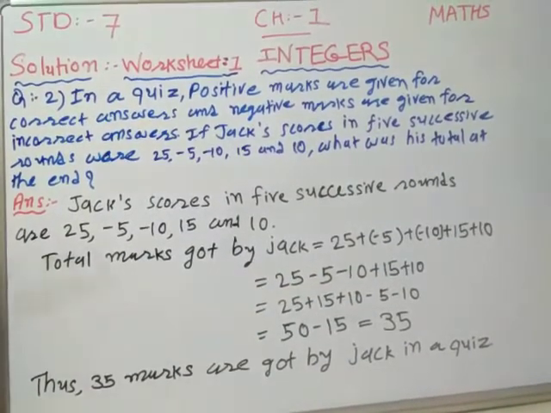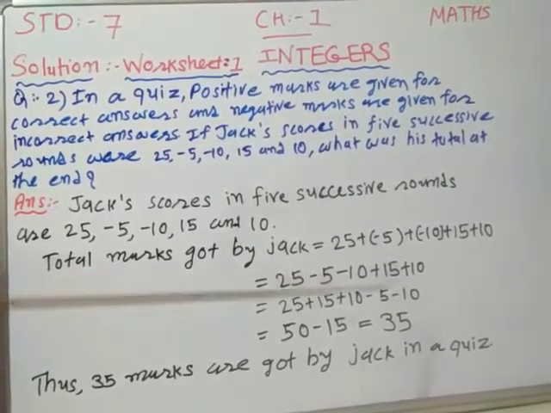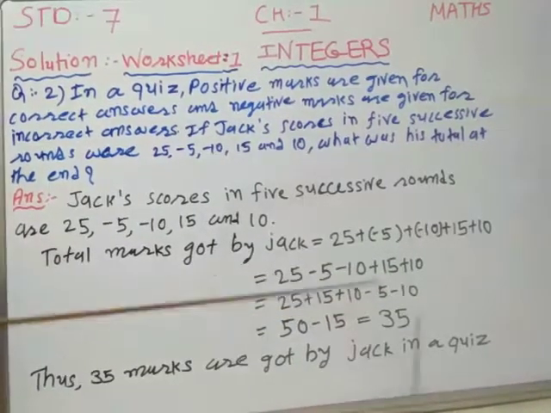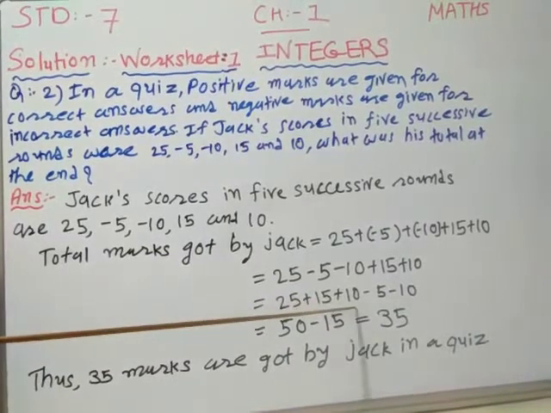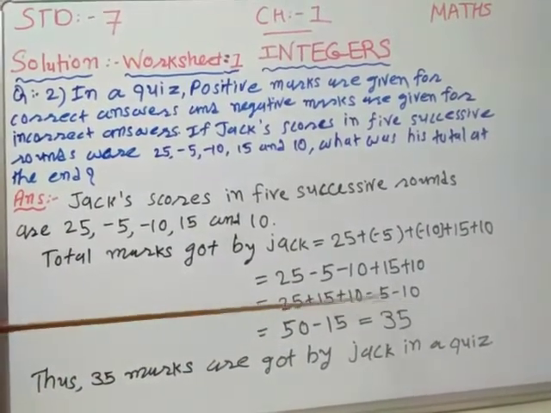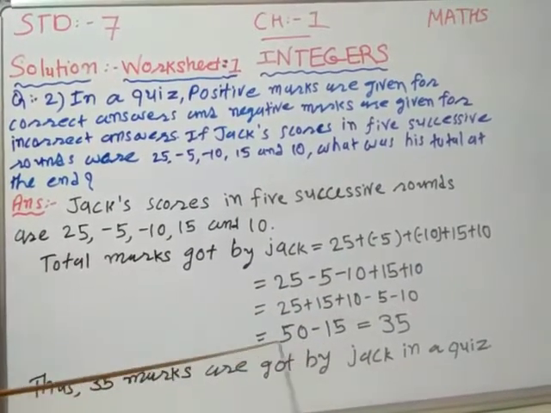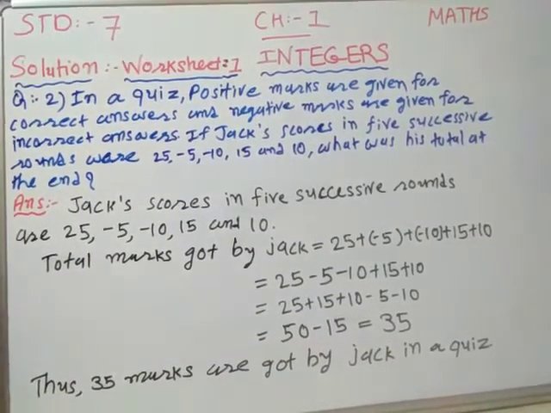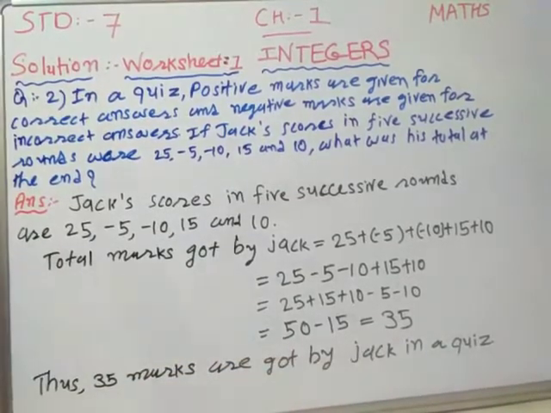Now first let's group together the positive integers. So 25 plus 15 plus 10. Now minus 5 minus 10. Now 25 plus 15 plus 10 is equal to 50. And minus 5 minus 10, minus minus is a plus, so it's a minus 15. So 50 minus 15 is equal to 35. Thus 35 marks are got by Jack in the quiz.